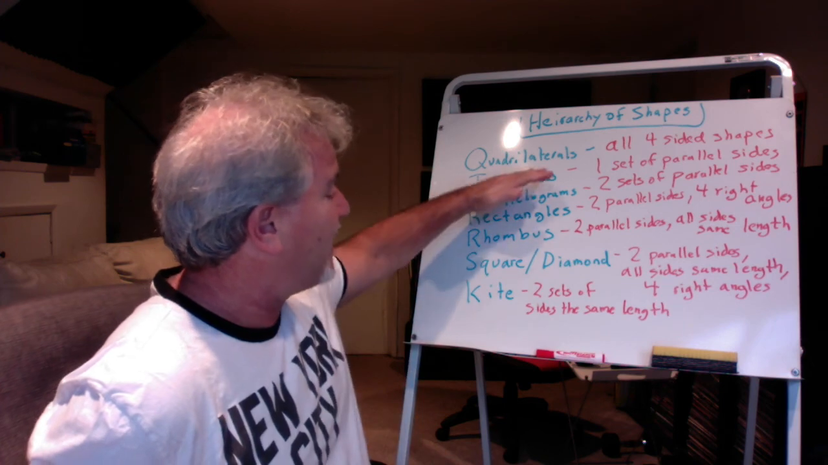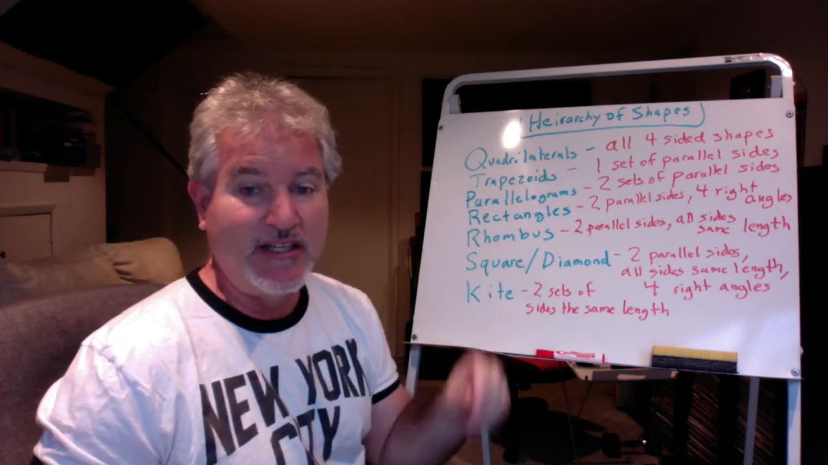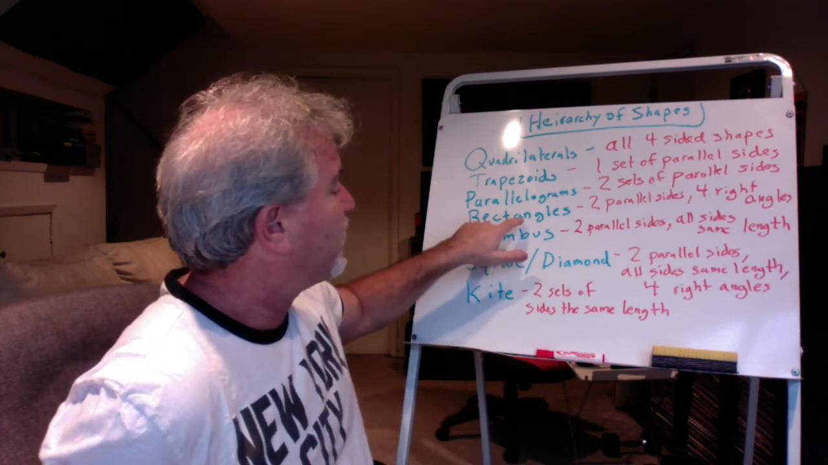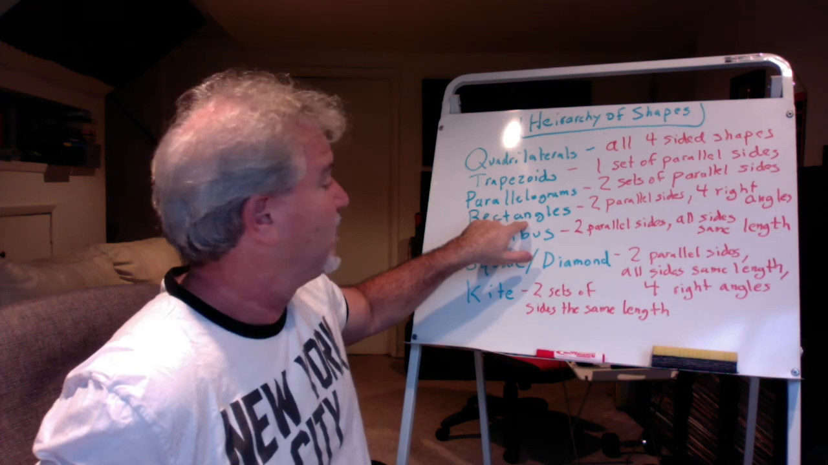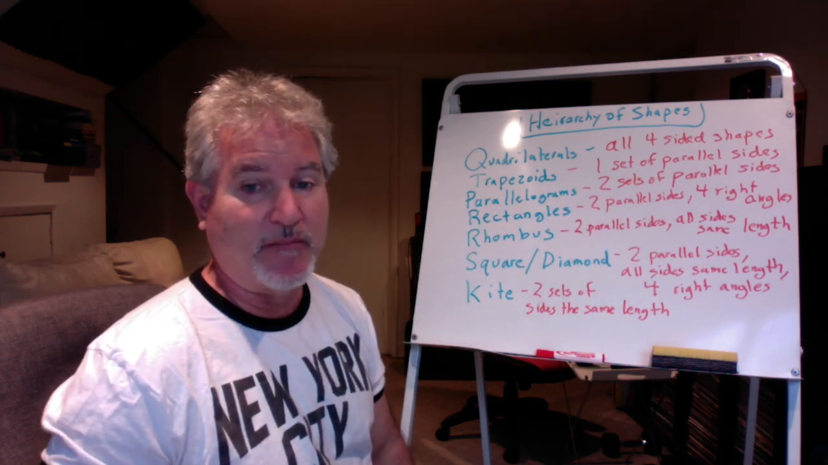So that means any of these other shapes that have two sets of parallel sides is considered a parallelogram. So if I say, is a rectangle a parallelogram? Well, it has two sets of parallel sides, so yes, it's a parallelogram.